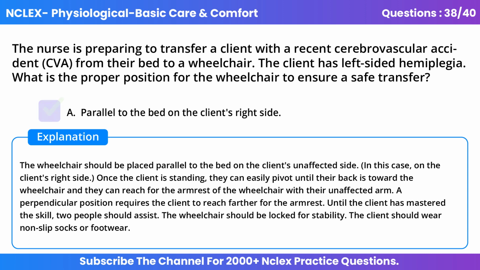A perpendicular position requires the client to reach farther for the armrest. Until the client has mastered the skill, 2 people should assist. The wheelchair should be locked for stability. The client should wear non-slip socks or footwear.